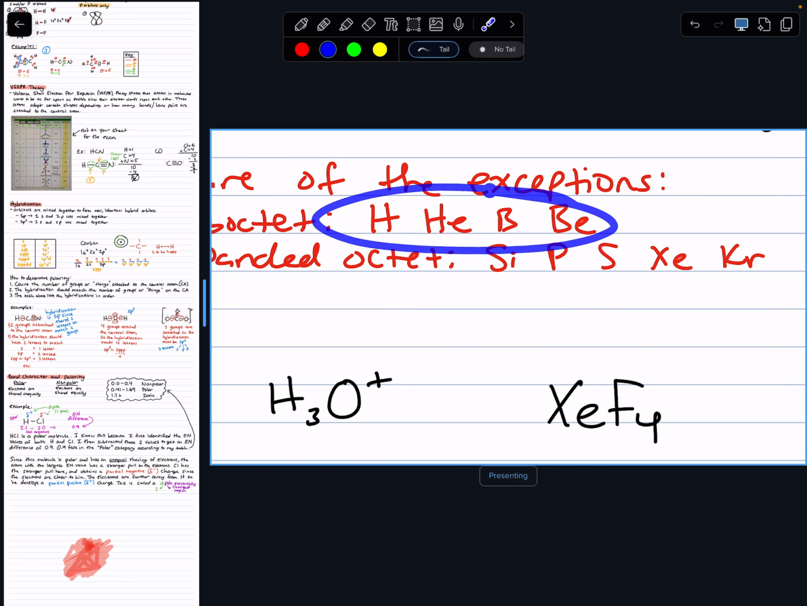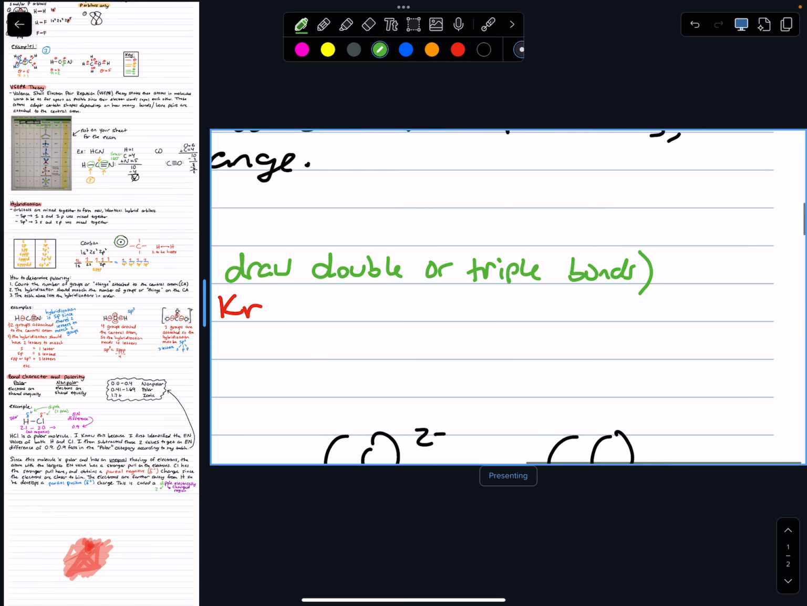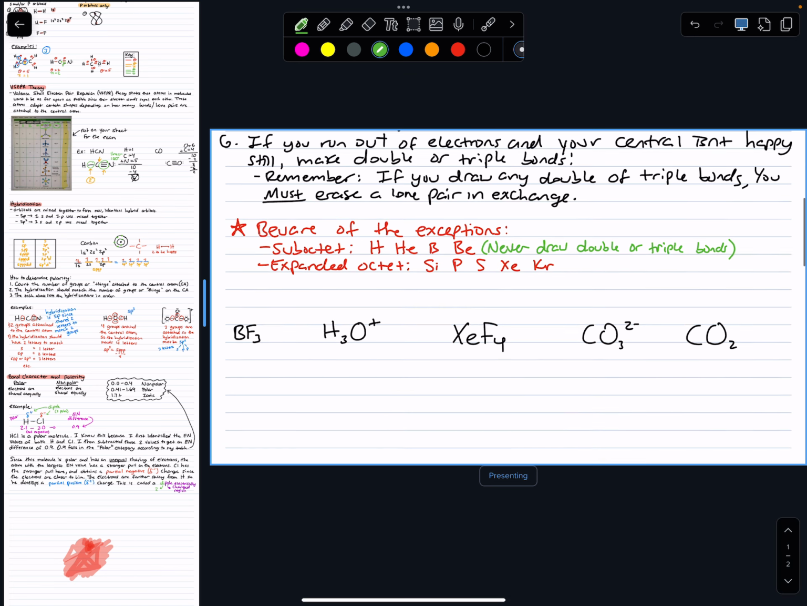And these guys? They're happy without 8. So I'm going to write here, never draw double or triple bonds for these guys. Why? Because they don't do that. They're happy with suboctet. I don't need to make them 8. Does that make sense? Good.